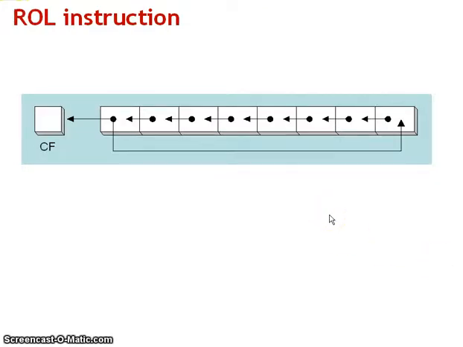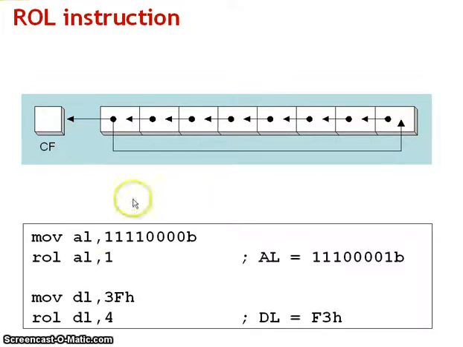Now coming to rotate instructions. We have ROL instruction. The working of ROL instruction is that the bits are rotated in the anti-clockwise way. The bits are shifted towards left, the leftmost bit goes to carry flag and the same leftmost bit goes to the rightmost bit. For example, if AL is 11110000B, then ROL AL, 1 will make the value of AL like this because these bits are shifted towards left and this bit will go to carry flag and so on.